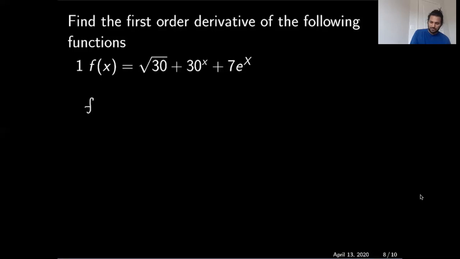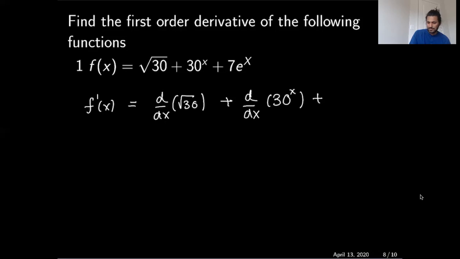So the derivative f prime of x will be dy by dx of square root of 30 plus dy by dx of 30 to the power x plus dy by dx of 7e to the power x. This is the constant rule, derivative of a constant, because 30 raised to power 1/2 is a constant because there is no x in it. So the derivative of this is 0.